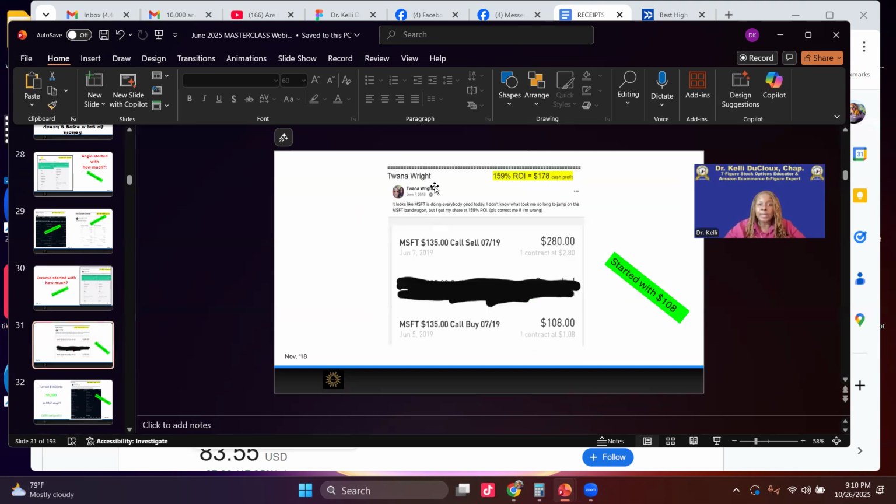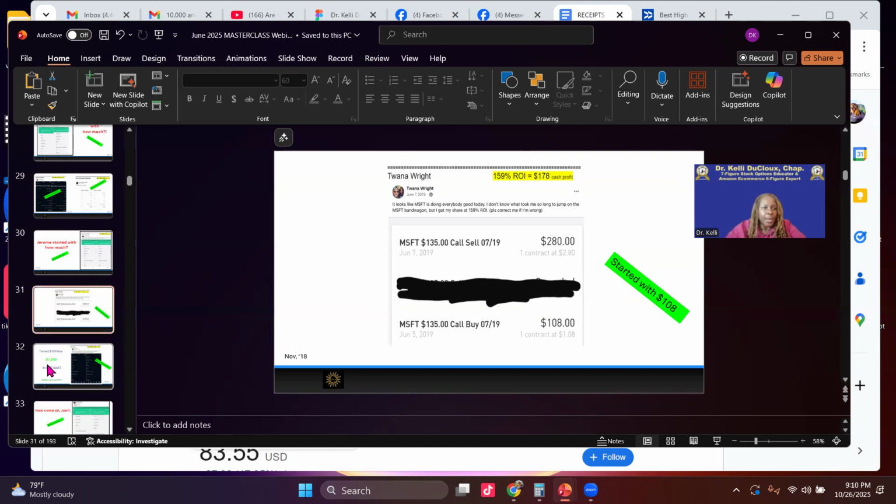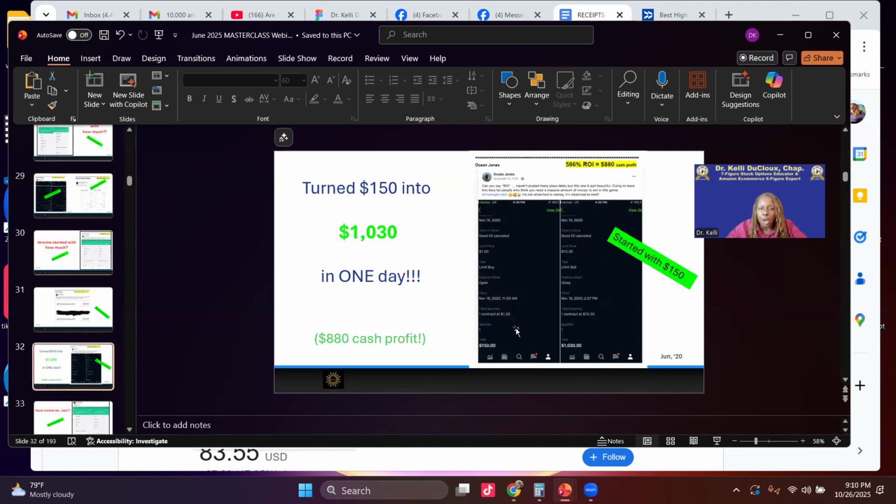Okay. And then we got Twana. Twana started off with $108. Okay. And so she bought this on June 5th and sold it on June 7th. So she paid $108 for this and sold it for $280. Okay. And what else? We got Ocean. Ocean started with $150 for his coupon and turned around and sold it for $1,030 on the same day. He turned $150 into $1,030 in the same day.